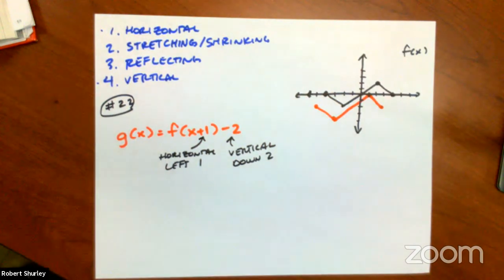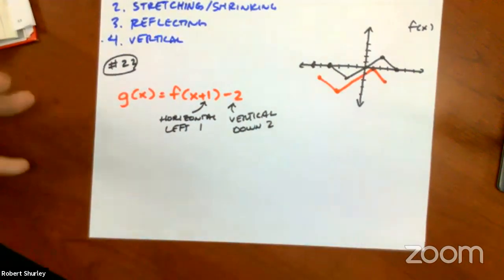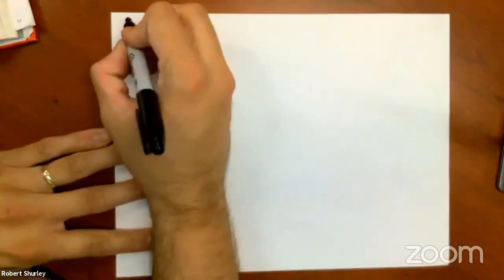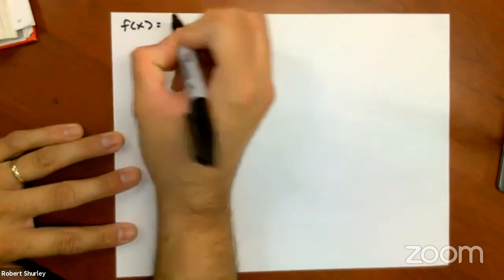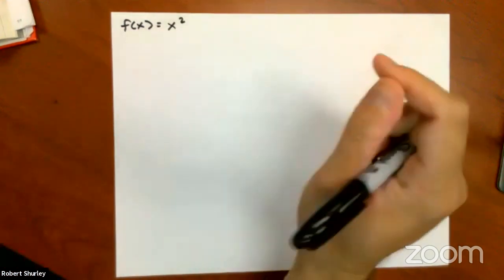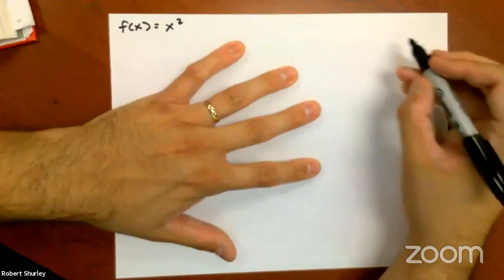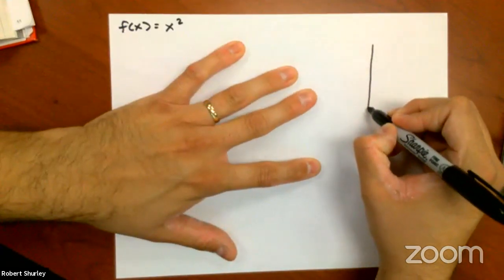Okay, I'm going to give you a few examples. Actually, let's do one with a parent function, and then I'll give you a few examples, and I want you to try them on your own. So the next parent function we're going to talk about is the quadratic. The standard quadratic. So the standard quadratic is f of x equals x squared. Okay? And if you graph this, I think we've talked about this graph already.